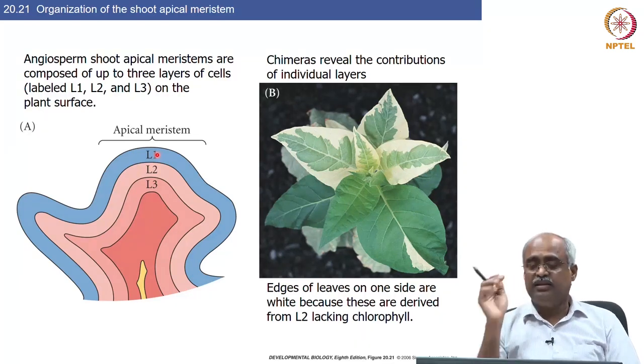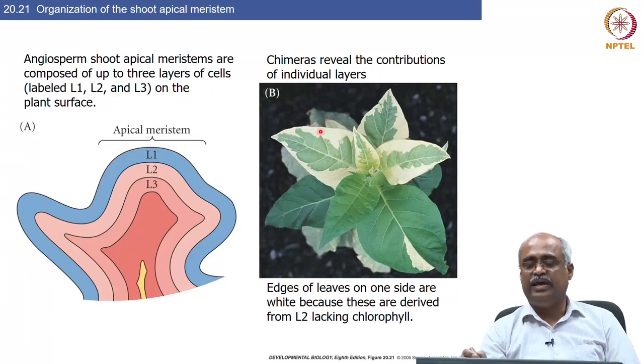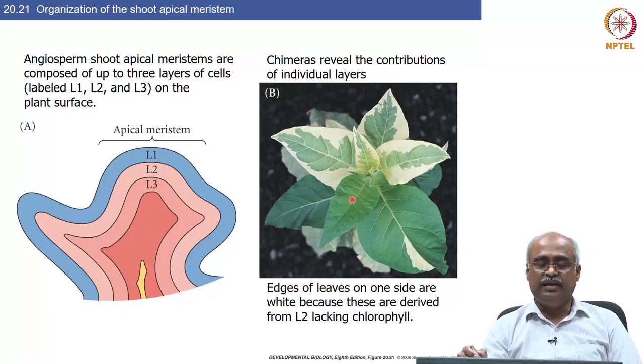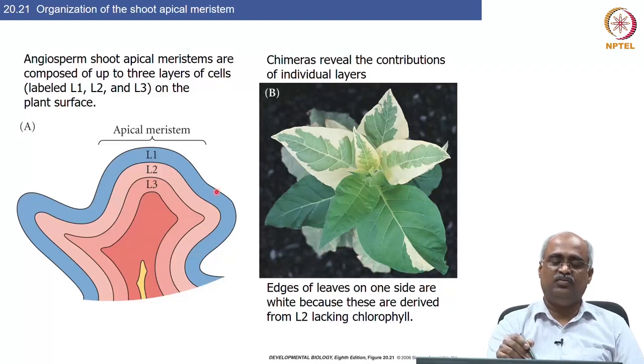For example, here in this figure on the right side, you see some variegated leaves, while other leaves are properly normal, fully green. And that is because in the initial apical meristem of this plant, one side of it has an L2 layer that has been transplanted from a genotype that is defective in producing chlorophyll.